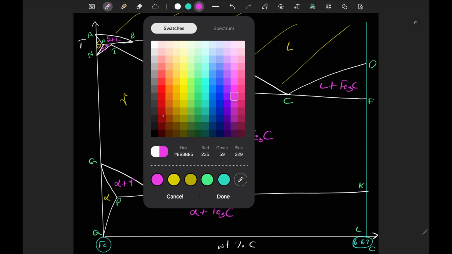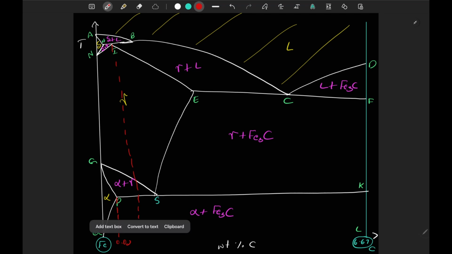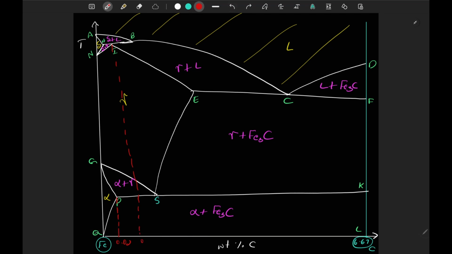Now let me mark the most important points. Weight percentage of carbon. Here we have 0.02 weight percentage. Here we have 0.16 weight percentage, and here we have 0.8 weight percentage. Around here we have 2.06 weight percentage. Around here we have 4.3 weight percentage.